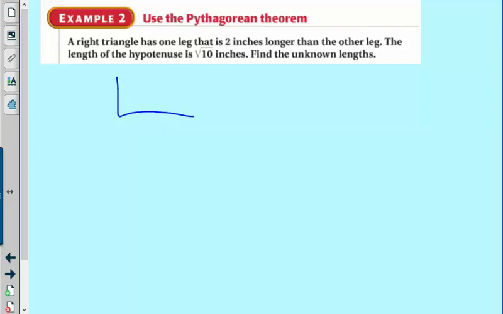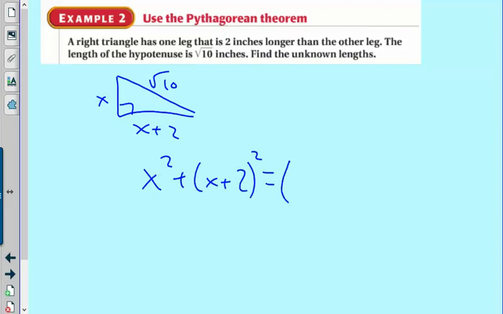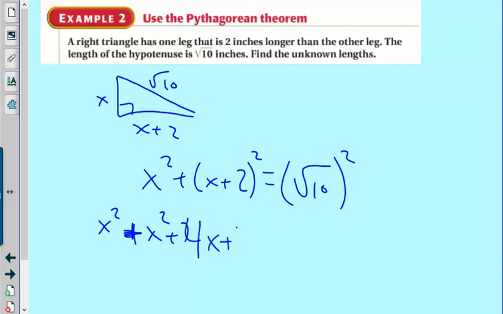This one doesn't give us a picture, but it says it's a right triangle. One leg is 2 inches longer than the other leg, so we're going to call that x and x plus 2. And the hypotenuse is root 10. So we're going to square the x. We're going to square the x plus 2. It's a binomial squared. We're going to square the root 10. So x squared, and then the binomial squared is going to be x squared plus 4x plus 4, and the square root of 10 squared is just 10.